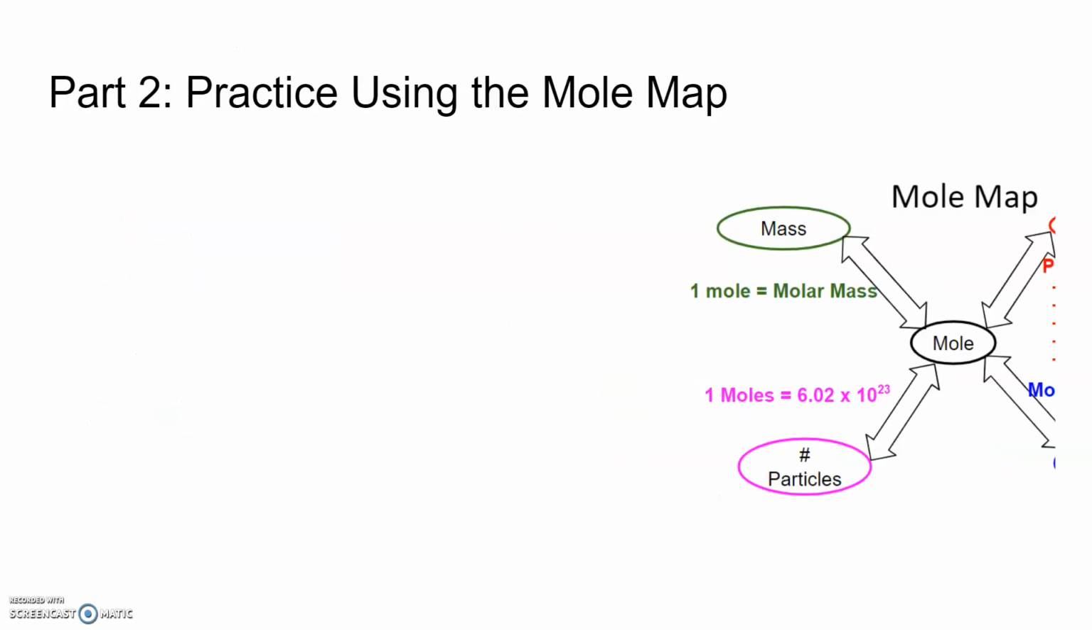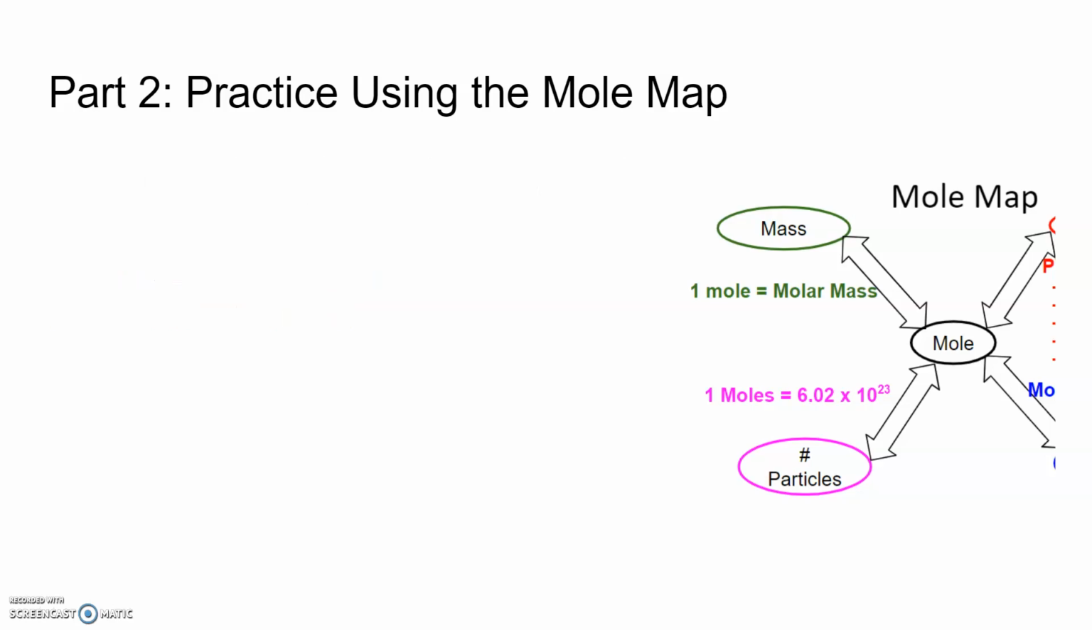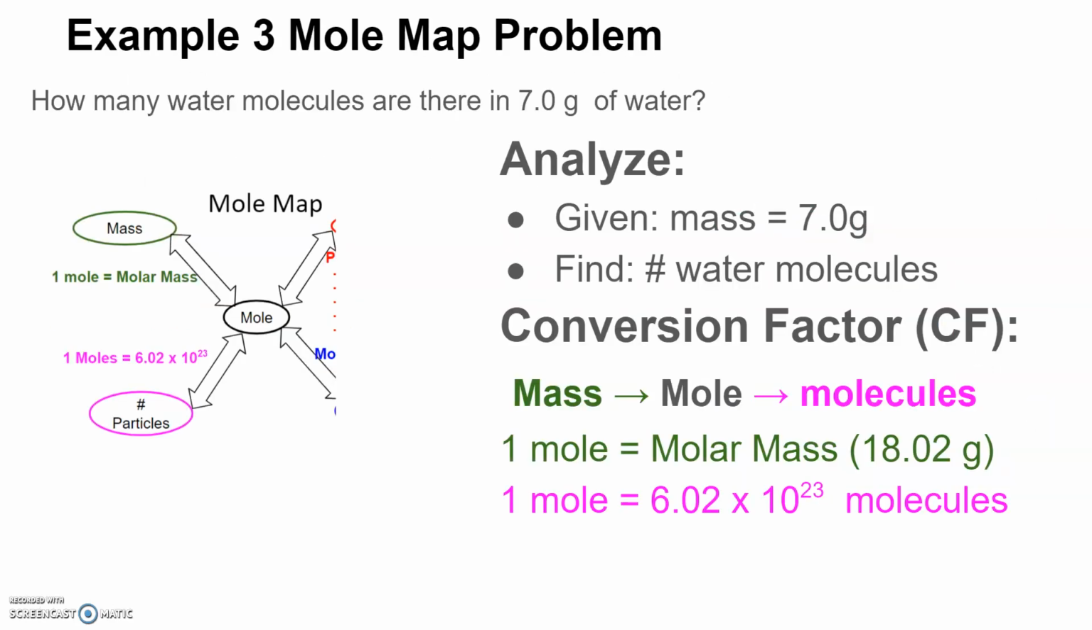All right, so those are some examples. What I want you guys to do now in part 2 of your packet is read the problems in part 2 and identify the conversion factors. Don't worry about solving the problems just quite yet. Just use that to identify the conversion factors, because a lot of times people get confused whether they should use molar mass or Avogadro's number in these types of problems.